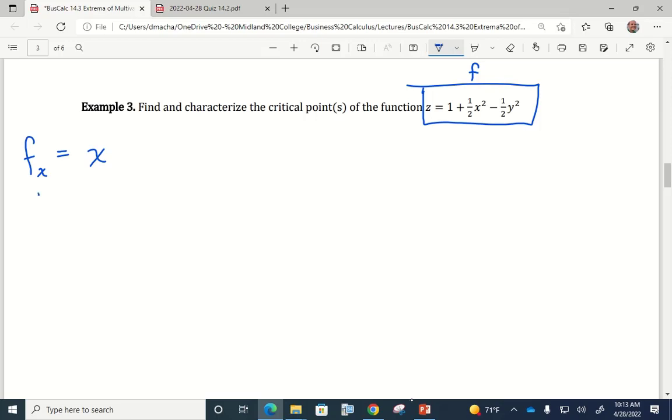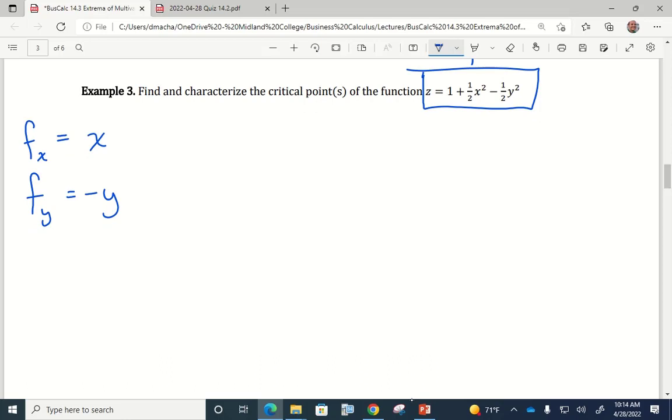Not too bad. If I take the derivative with respect to y, then my first 2 terms are basically constants, because we're pretending that x is a constant. My last term is going to become negative y because of the derivative power rule. If I take the second derivative with respect to x, that's going to be positive 1, right? If I take the second derivative with respect to y, that would become negative 1.